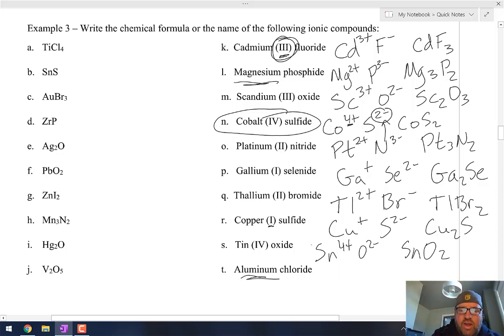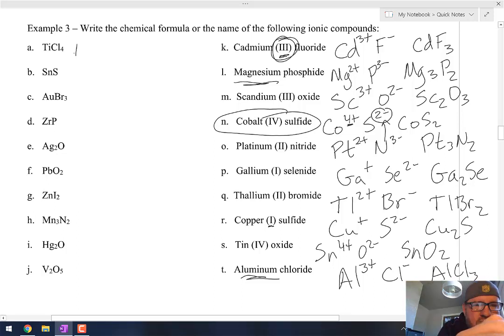And then our final one here on aluminum chloride. Aluminum, again, does not need a Roman numeral because it's always +3. Chlorine is -1, so we get AlCl3.